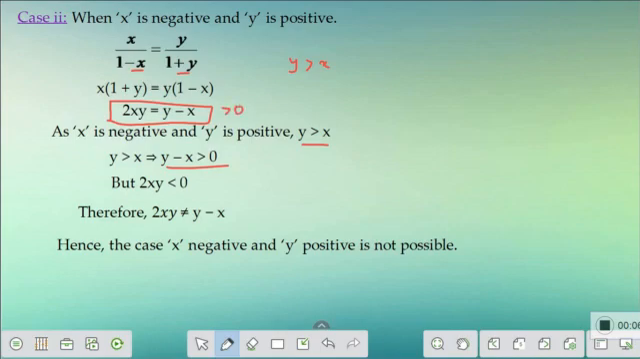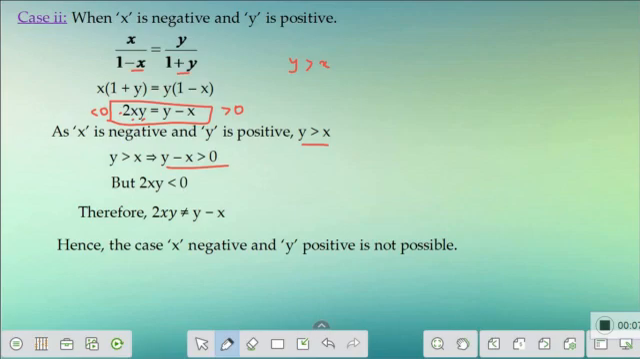Now, what about our left side? We know 2 is positive, x is negative, y is positive. So obviously the left side should be less than 0, because positive into negative gives you a negative value. You can have the left side less than 0 and the right side greater than 0, but we have both equal. Hence this is not possible. That is, having one number negative and another number positive is not possible. So you cannot have such cases.